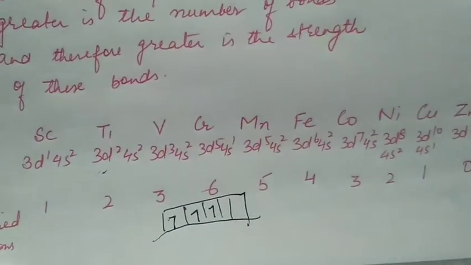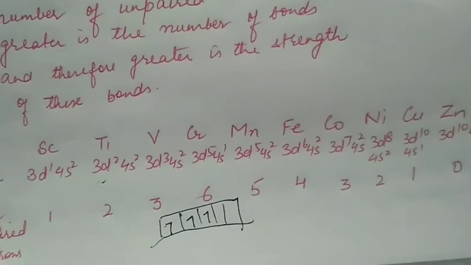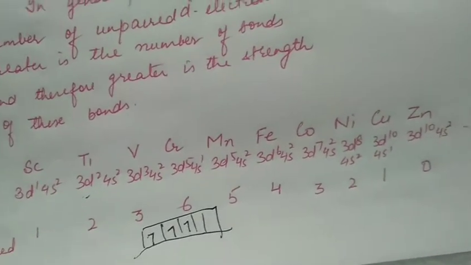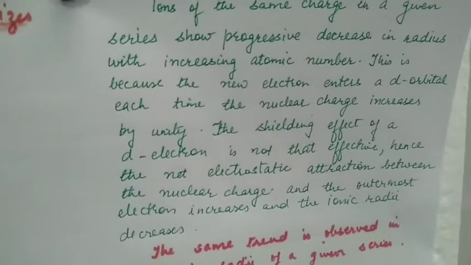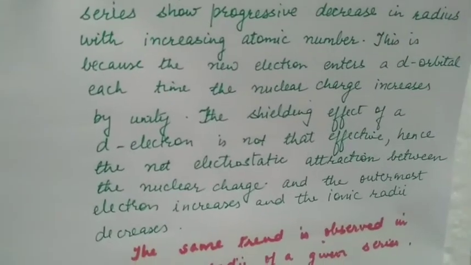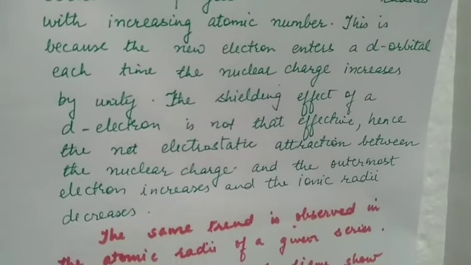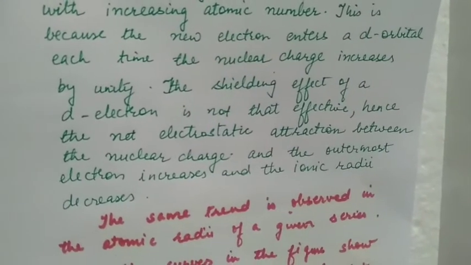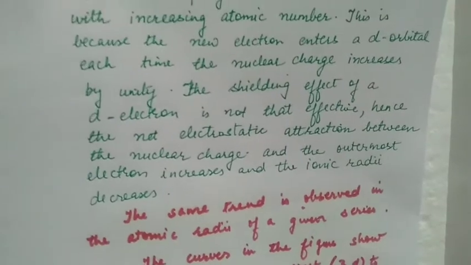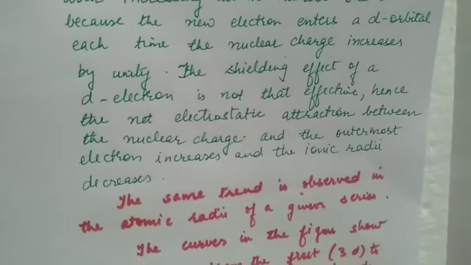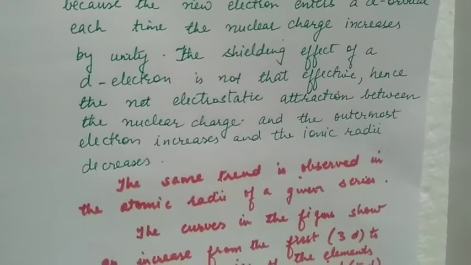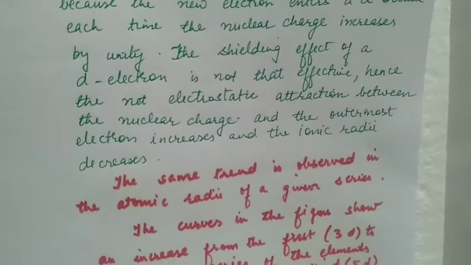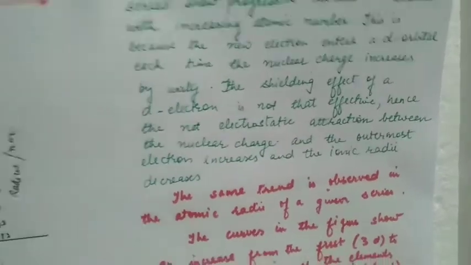So every time the d electron enters a d orbital, and the shielding effect of a d electron is not that effective. So the net electrostatic attraction between the nuclear charge and outermost electron increases and the ionic radius decreases.